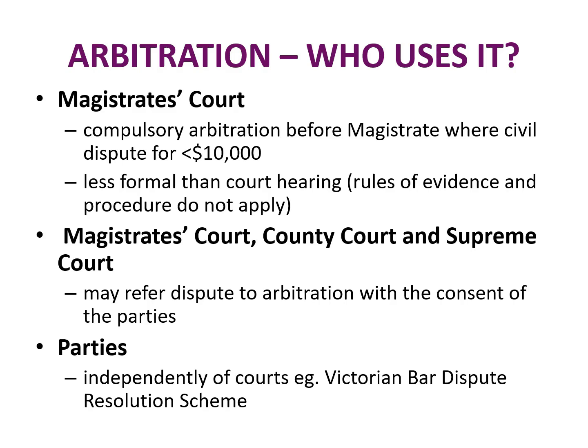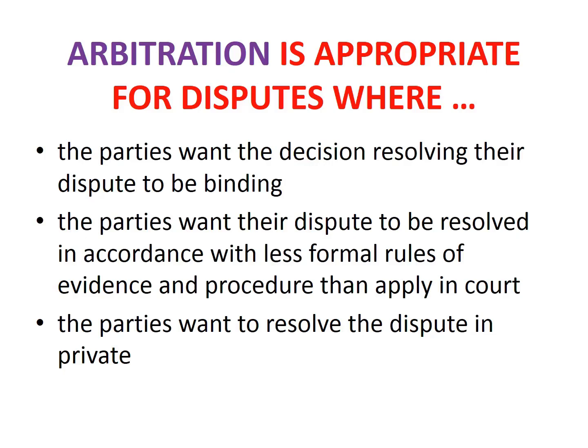In such a case, the arbitrator will be either chosen by the court or agreed by the parties, assuming that the parties can agree on the arbitrator. Finally, without even going to court, the parties themselves can agree to have their dispute resolved by arbitration. The Victorian Bar Dispute Resolution Scheme is one of a number of bodies that provides arbitration services to parties who want to have their civil disputes resolved by arbitration.